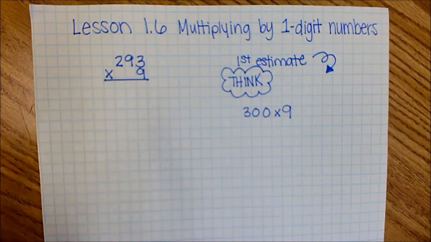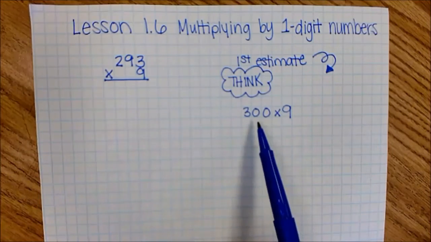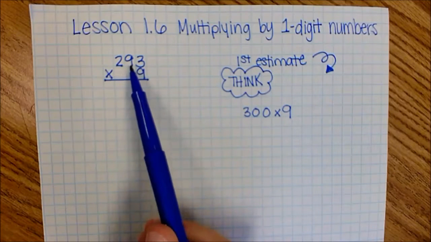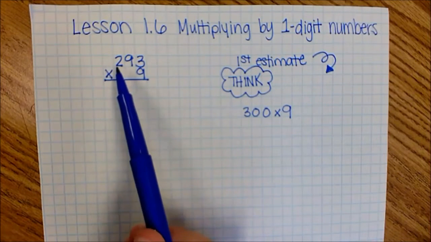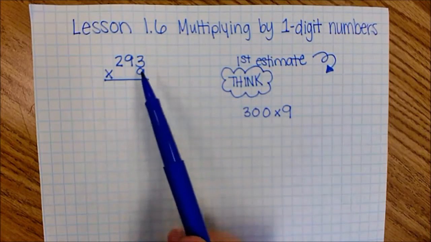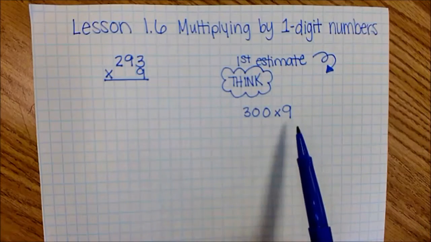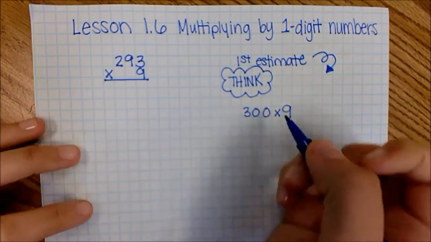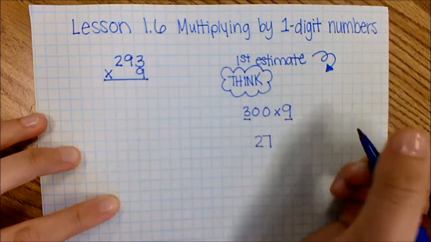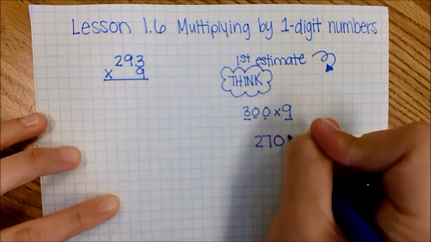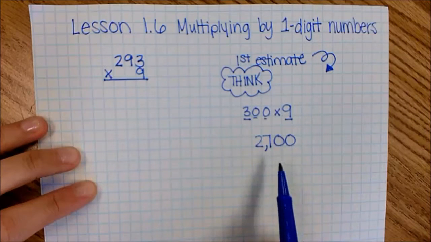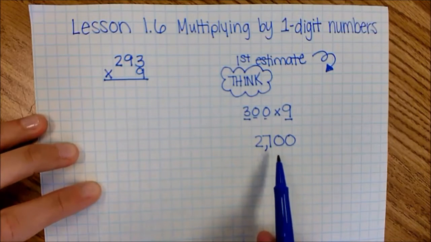Before I start, I like to first estimate to see where my answer should be close to. So when I look at 293, I'm thinking, well, I can bump this 2 up to a 3. So I'm going to turn that into 300 when I'm rounding. And then I'm going to keep my 9 as it is, because this becomes an easy math fact in my head. So when I multiply this, 3 times 9, that equals 27. And then I have my 2 zeros I'm going to add on. So I know from this estimate, 2,700, that my actual answer should be pretty close to this number.